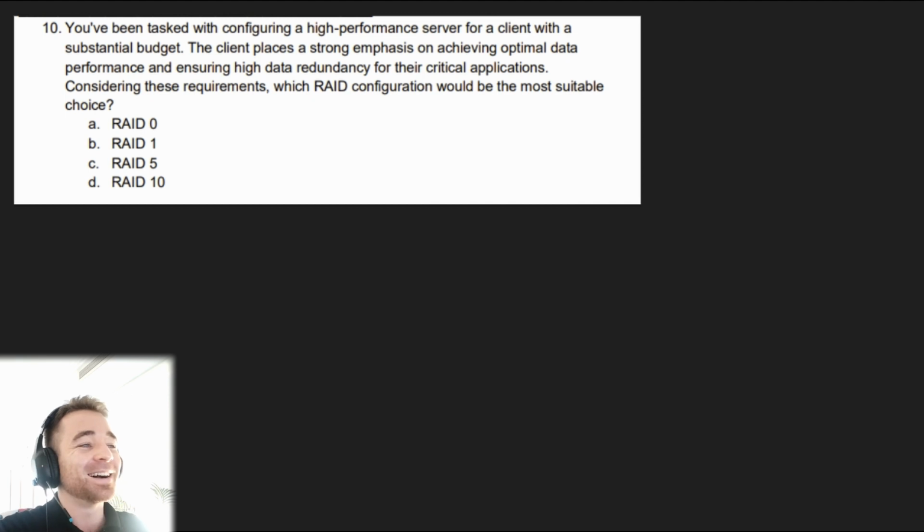The question reads: you have been tasked with configuring a high-performance server for a client with a substantial budget. The client places a strong emphasis on achieving optimal data performance and ensuring high data redundancy for their critical applications. Considering these requirements, which RAID configuration would be the most suitable choice? A, RAID 0, B, RAID 1, C, RAID 5, or D, RAID 10? Have a think about it. Pause the video if you need some time, because we're changing over in 3, 2, 1, now.